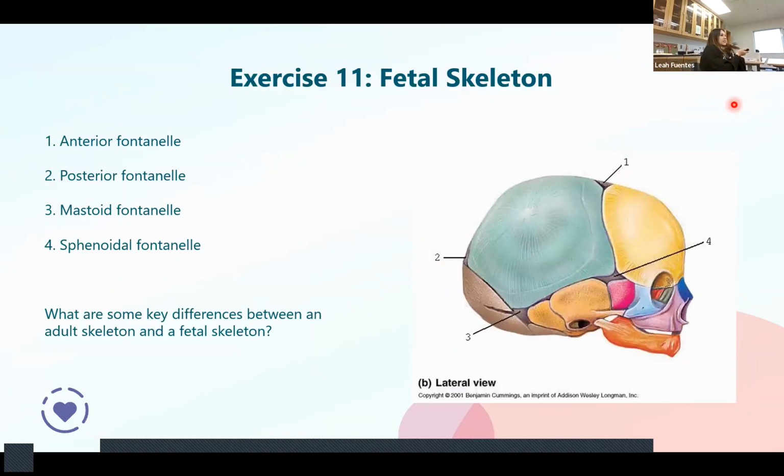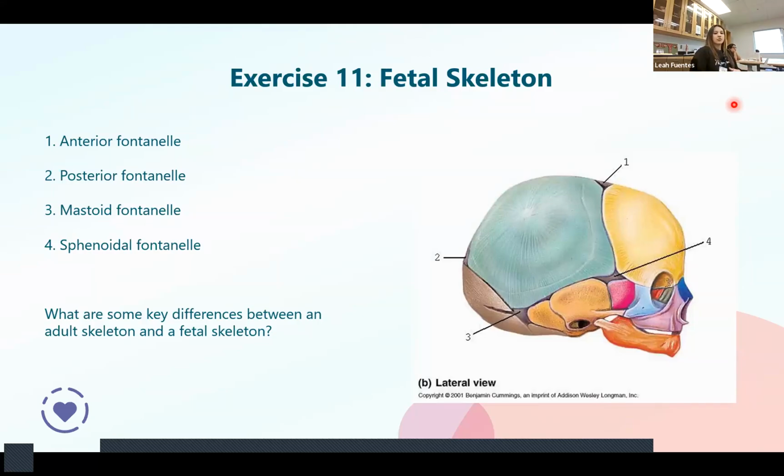And then we have, lastly, the fetal skeleton. You are going to need to identify some of the fontanelles that come from the fetal skeleton. So number 1 is easy. It's just the anterior. Number 2, posterior. 3 is the mastoid fontanelle, which is where your mastoid process is. And then 4 is the sphenoidal fontanelle. I've also seen it just as sphenoid fontanelle, so whichever your professor talked about in lab. This is what you'll need to identify from the fetal skeleton.